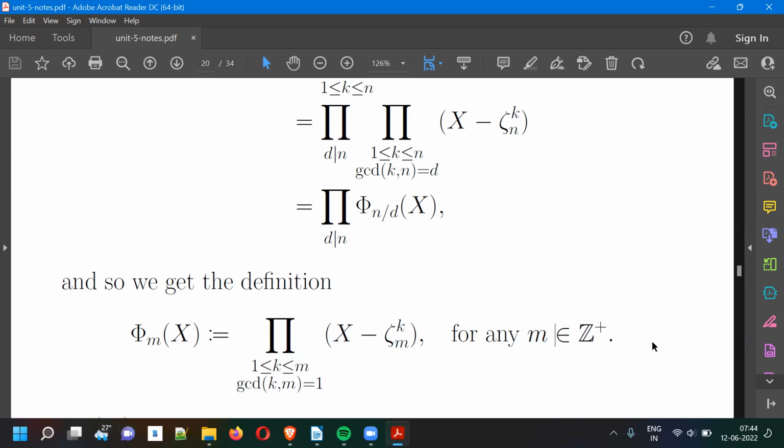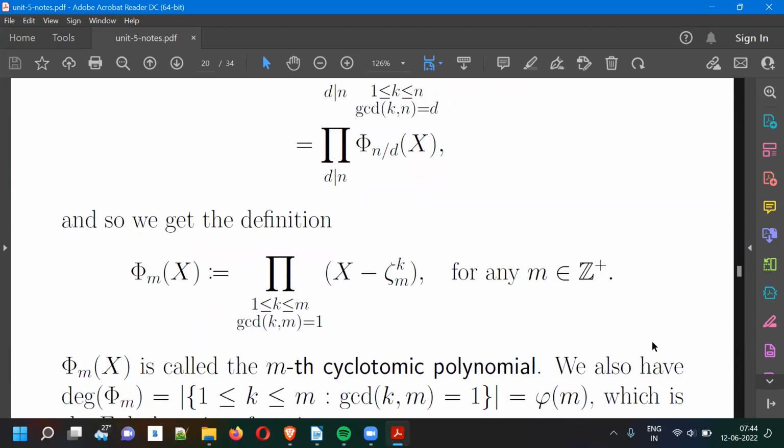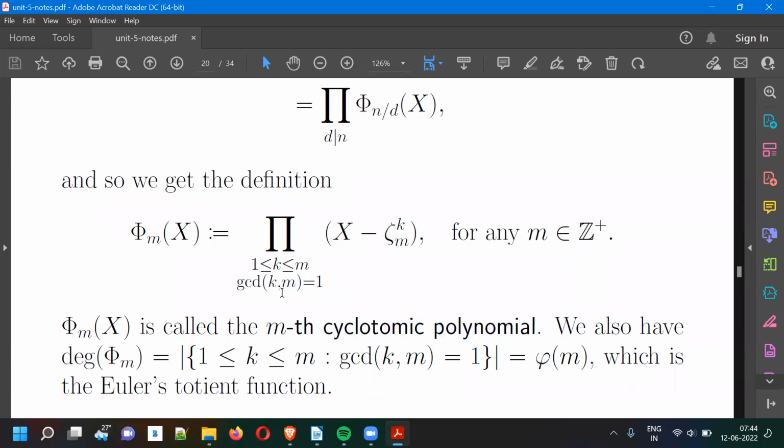Okay, so the polynomial phi m of x is defined to be the product over all k co-prime to m of x minus zeta m raised to k. This is defined to be the mth cyclotomic polynomial. And what is the degree of this polynomial? Well, the degree is equal to the number of factors. The number of factors is equal to the number of k such that the GCD of k with n is 1.